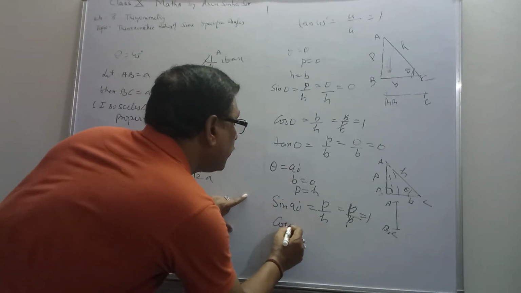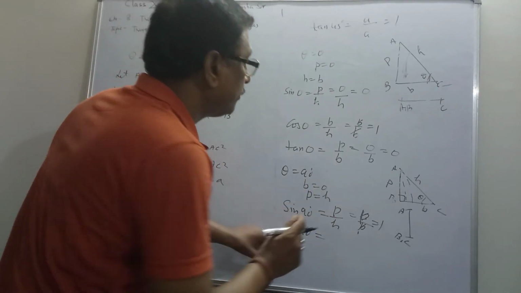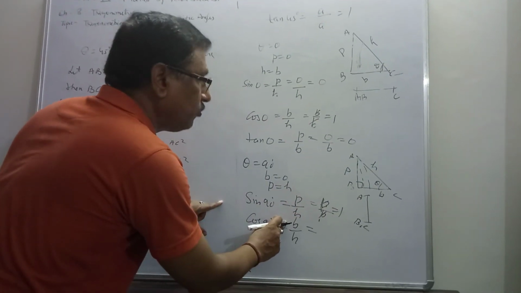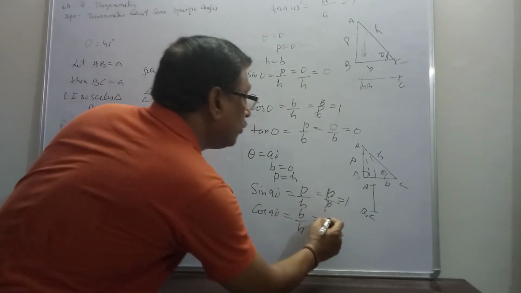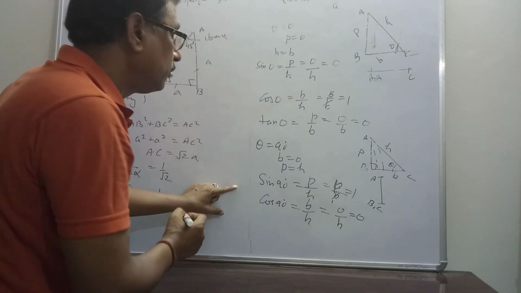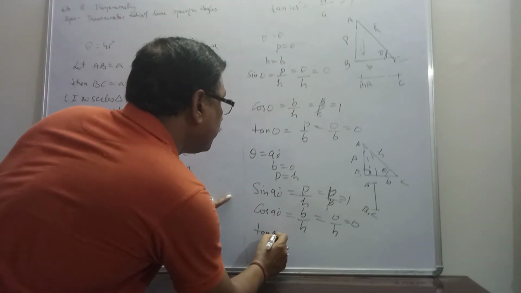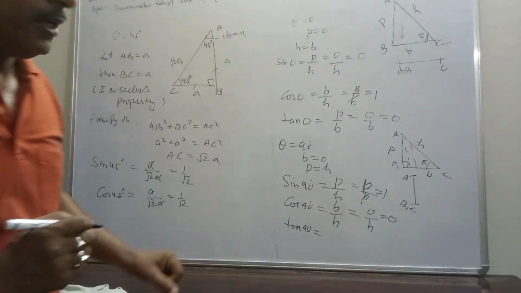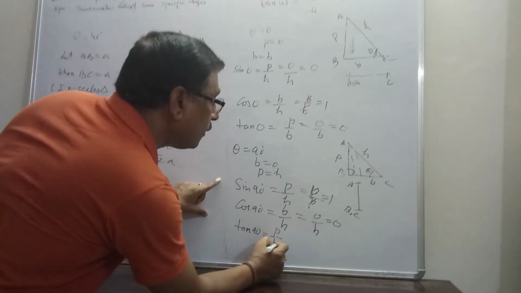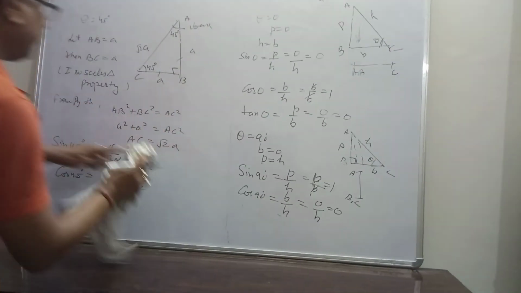Now you can see cos 90. For cos 90, what will you see? Base upon hypotenuse. What is the base? For 90 degrees, base is 0. So 0 upon H is again 0. Okay. And tan 90, what is tan 90? Perpendicular upon base. I think there is some problem, so I am writing it here, otherwise you will not understand.